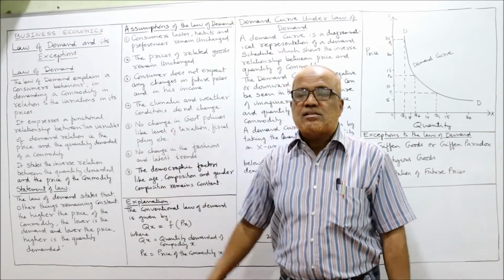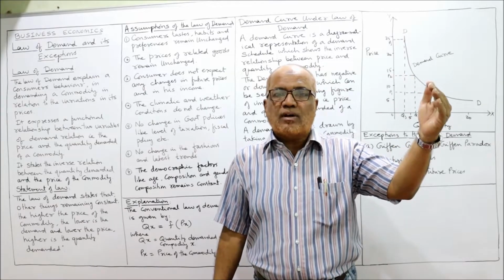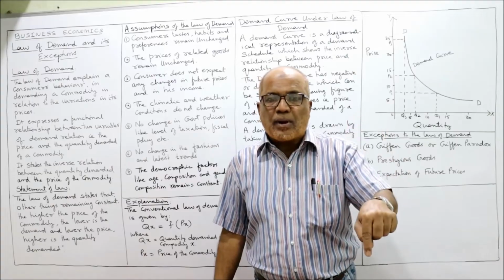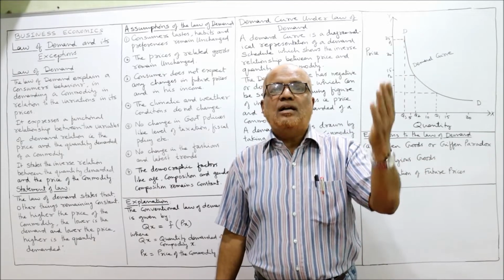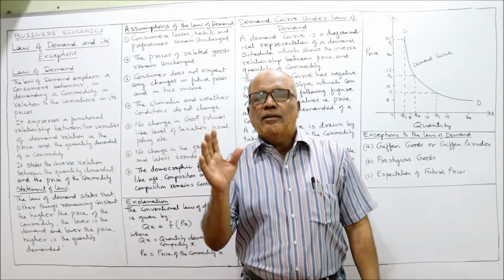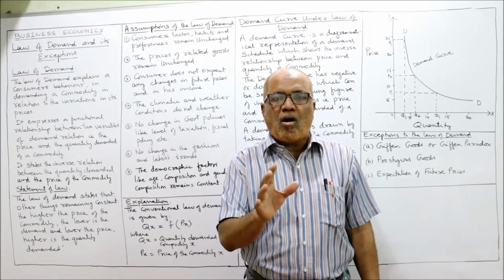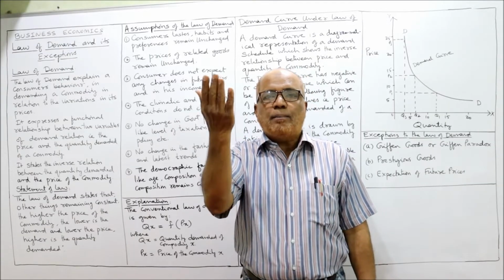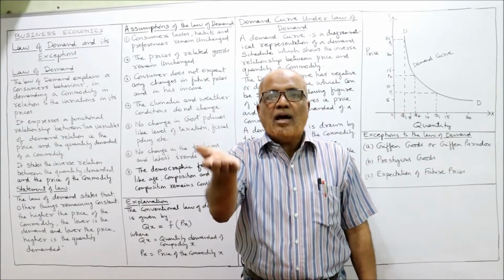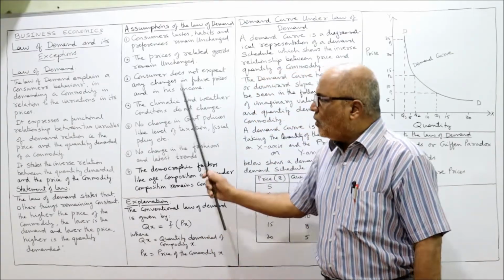What does the law of demand say? The higher the price of the commodity, the lower is the demand. The lower the price of the commodity, the higher is the demand. That's it. This is the law of demand. Simply we can say: the law of demand states that other things remaining constant, higher the price, lower will be the demand; lower the price, higher will be the demand. That is the law of demand.